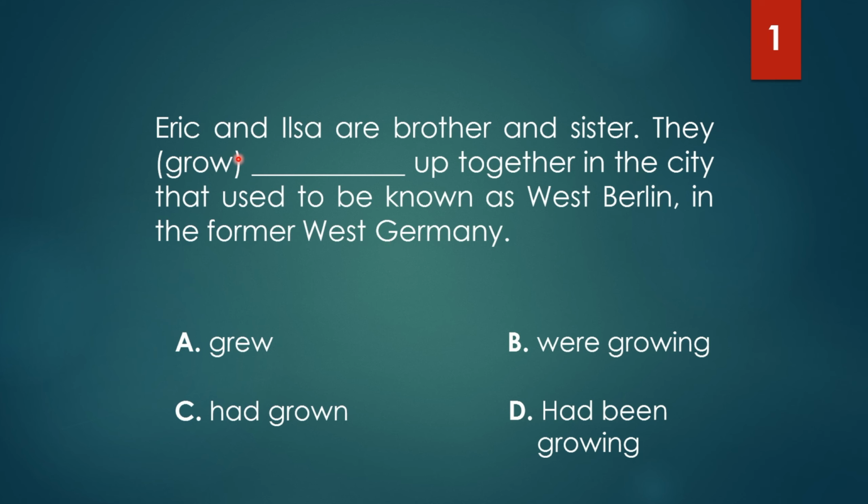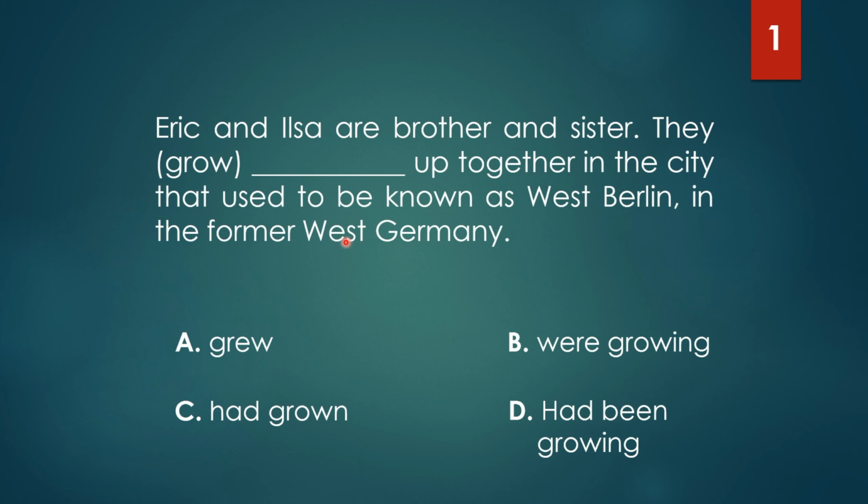Eric and Ilsa are brother and sister. They grow up together in the city that used to be known as West Berlin in the former West Germany. Okay, well, apparently the speaker is talking about the past, used to be known. They grow up together. So we have to use a past tense, and simply a past simple, because there is no other indication of a developing action or order of actions.